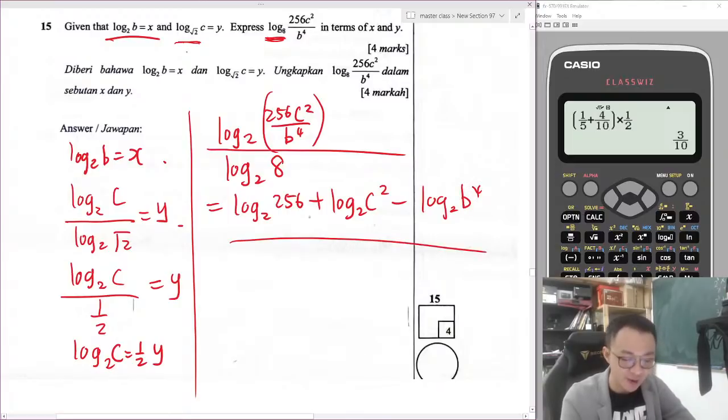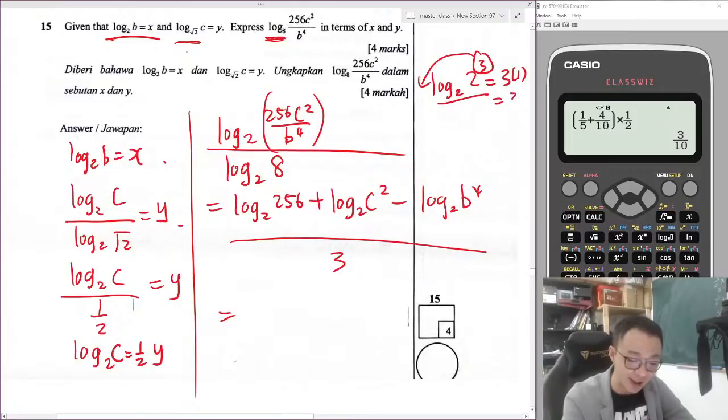b to the 4. This one, log base 2 of a is 3. You can type it in the calculator, or some students might not have this calculator. a is 2 to the power of 3, right? So this one you move the 3 to the front. Log base 2 of 2 is 1, isn't it? So you get 3.